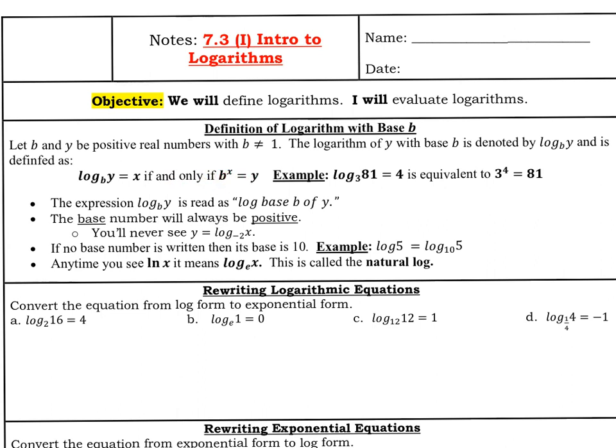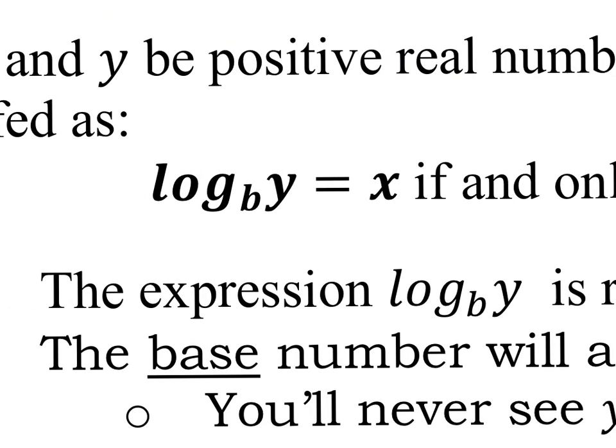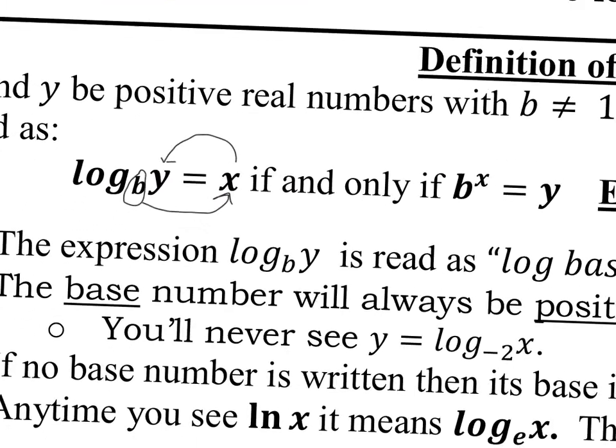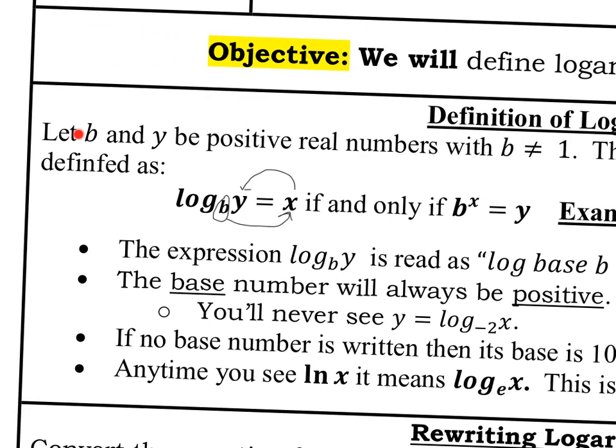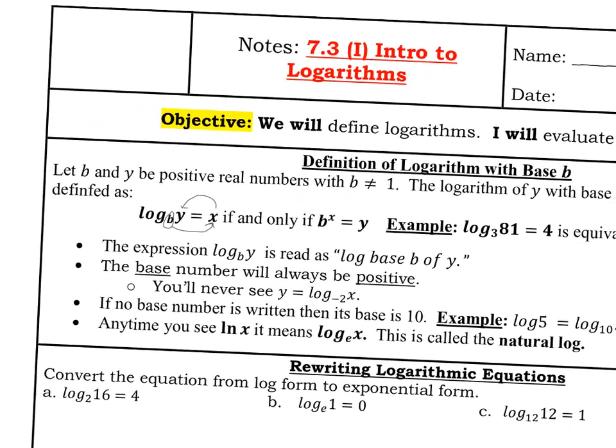So in other words, if I zoom in here, you can take the base, raise it to the power of what it equals, and that is what the exponential form will equal. So it's saying b to the power of x equals y right there. That's kind of the definition of that. It's important to know that b and y must be positive real numbers with b not equaling 1. B is not a base of 1.